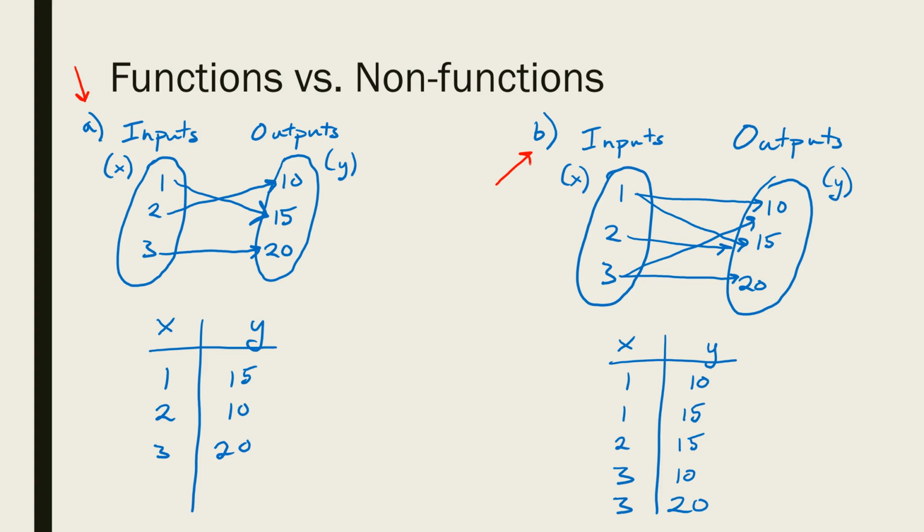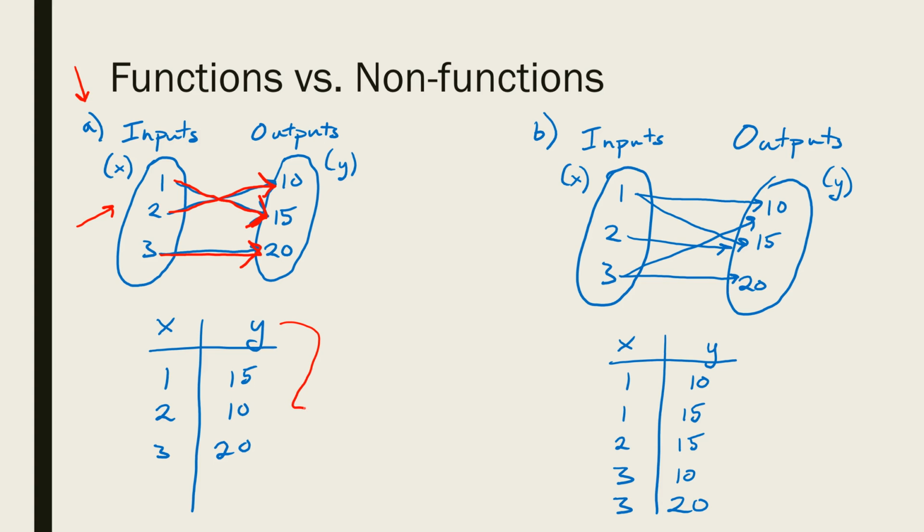Don't even look at example B. Don't do it. We're just going to look at example A. For example A, we see that we have some numbers that we're inputting, and each input goes to an output. So if you put 1 into the function, you're going to get out 15. If you put 2 into the function, you're going to get out 10. If you put 3 into the function, you're going to get out 20.